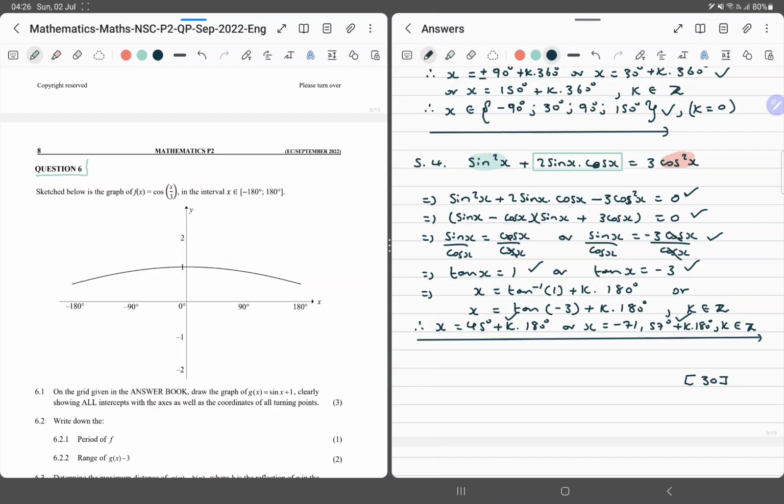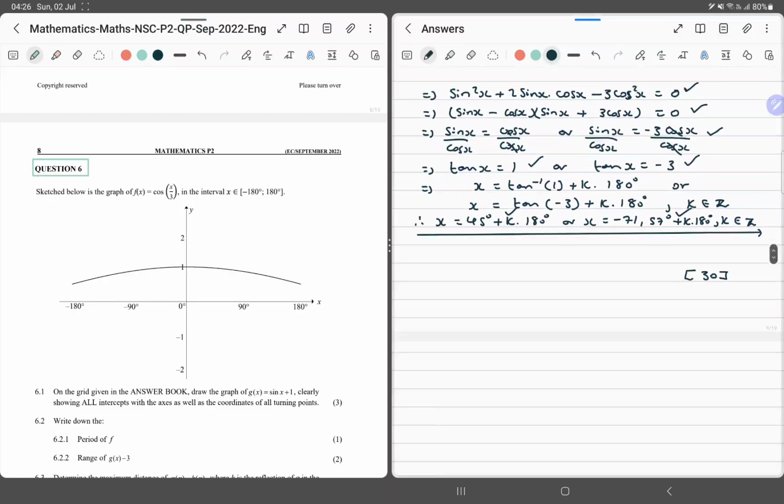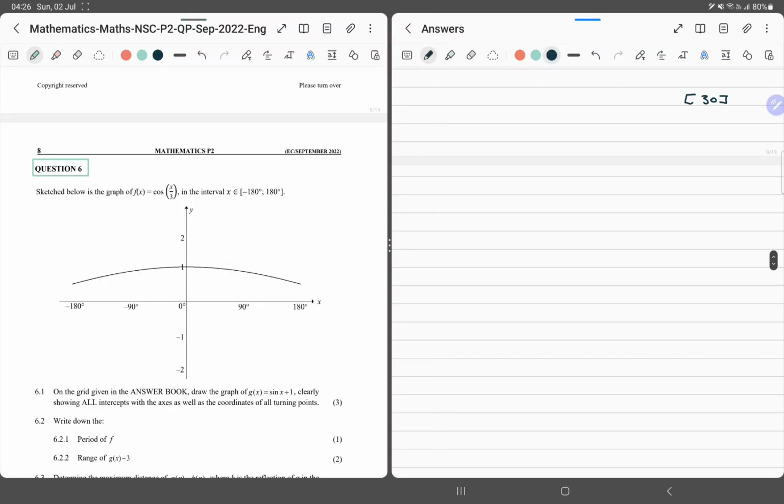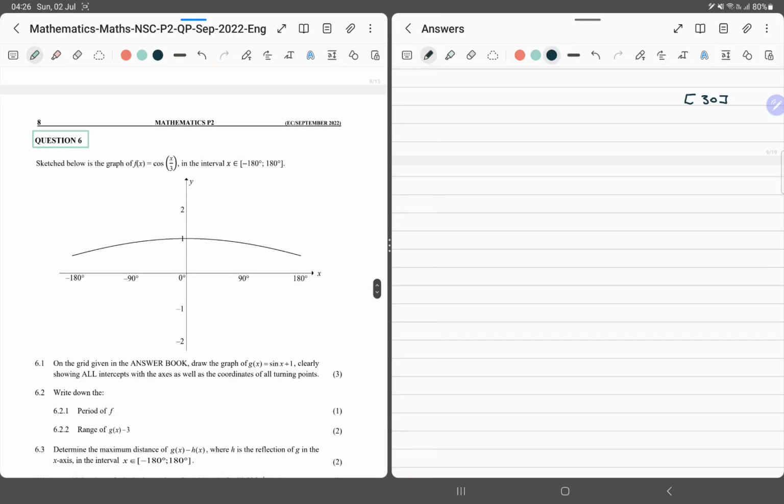This is now a tough one. Okay, it's not tough, it's the easiest of all trigonometric issues. Okay, let's look at it. Sketched below is the graph of f of x equals cos of x over 3. So this is basically suggesting that f of x is cos of a third of x. It's much easier when you simplify things. So please be in the habit of inspecting things.